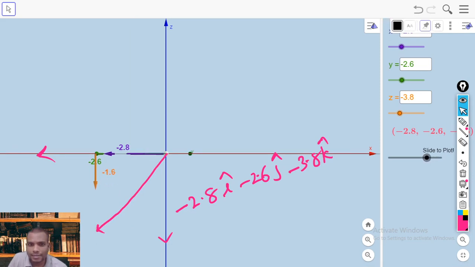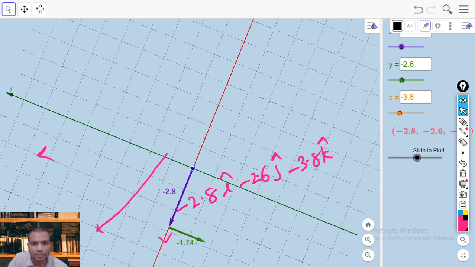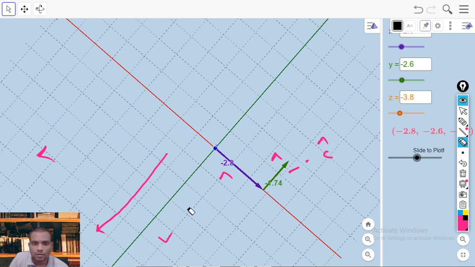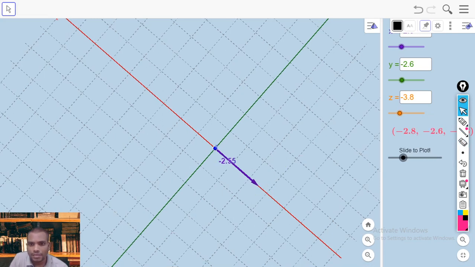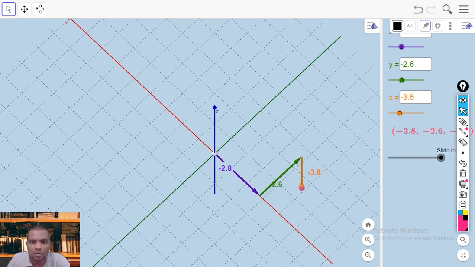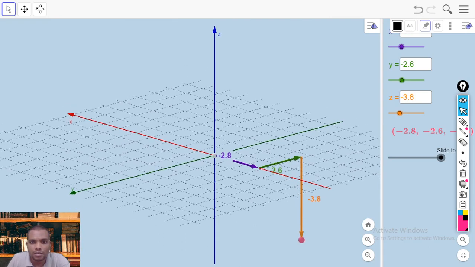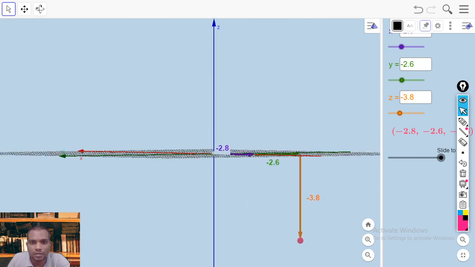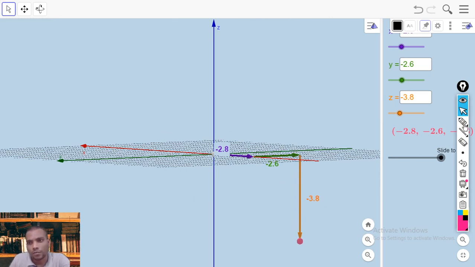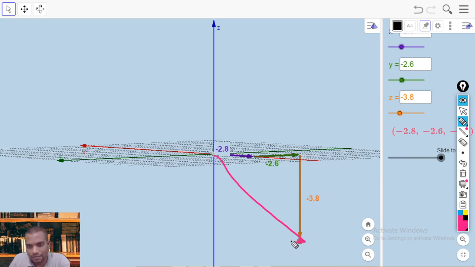Now if we play the slides here, we can understand. Let me take it to the top angle so that we can see very carefully. Let me clear the screen first. Now how are the vectors changing? First, it will move from the origin along the x-axis, up to 2.8, then along the y-axis, up to 2.6, and now the z-axis is pointing down because it's a negative value. Now here you can see the location of the object, the position vector of the object, right here.